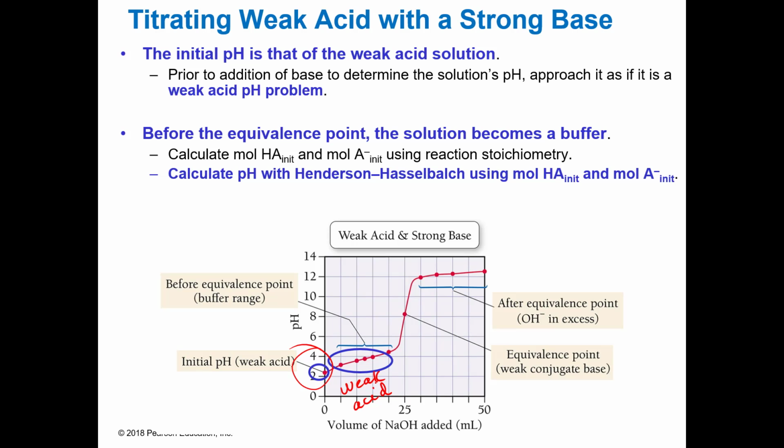Before the equivalence, in this area, it becomes a buffer, and you work it as a buffer problem. And then finally, when you get past that equivalence point, it goes back to being a base problem. We've seen all of these, okay? We've seen how to do these if we just added a certain amount. Now what we're going to do is see what's actually happening while we're doing the titration itself, because that pH is going to change as we go.